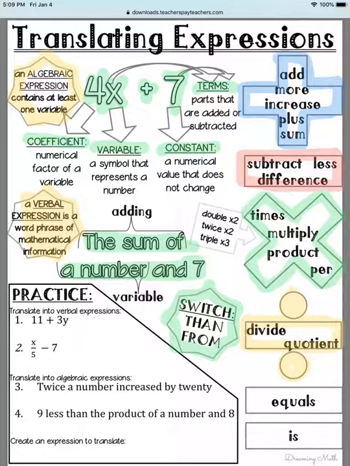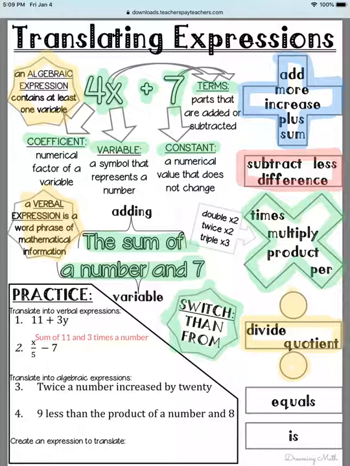Now let's practice a few problems. Translate into a verbal expression, 11 plus 3x. Now you can translate it exactly like that. Or you could write the sum of 11 and 3 times a number. The number that I don't know in this case is the variable y.